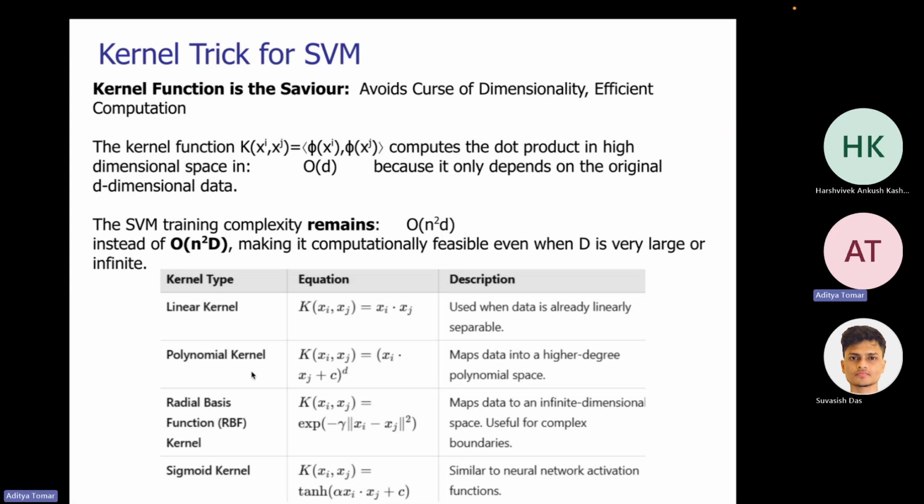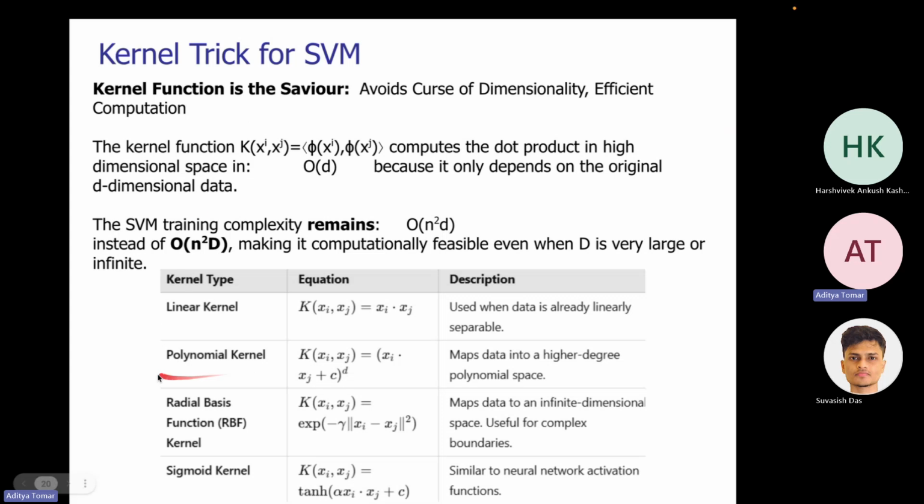So what will be the value of each cell in the kernel matrix? This is computed by something called a kernel function. The kernel of xi comma xj will be the dot product between transformed xi comma transformed xj. So this is what each cell of the kernel matrix will look like: the dot product between transformed xi and transformed xj.